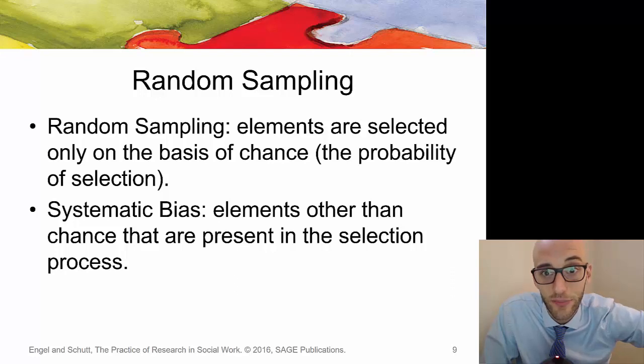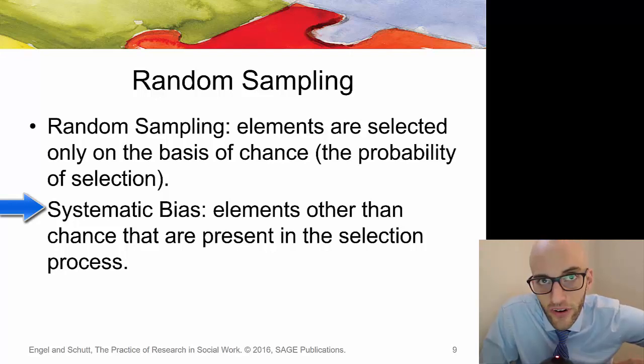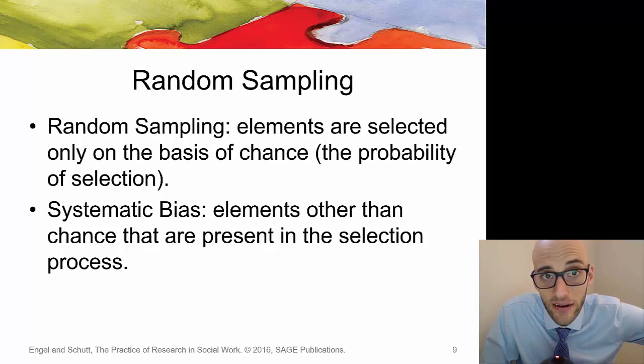So random sampling is exactly like it sounds. Elements are selected only on the basis of pure chance and the probability of selection. But one of the issues here can be systematic bias, in that elements other than chance are present in the selection process. So even though we think we might be doing something completely randomly, sometimes there's systematic bias in the way that people are selected. A study, for instance, might say that they randomly selected parents by chance to participate in a parenting program. But maybe it wasn't random. Maybe it was the parents who enrolled first with Child Protective Services, or parents who were not screened out for having a substance use disorder. So it wasn't really random.